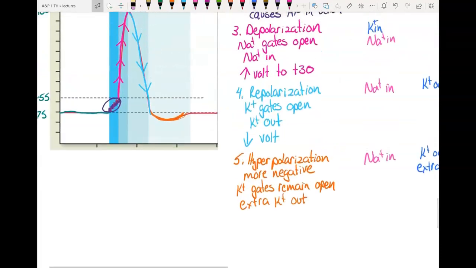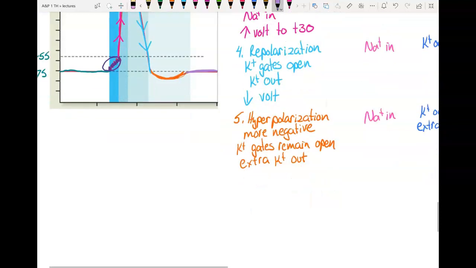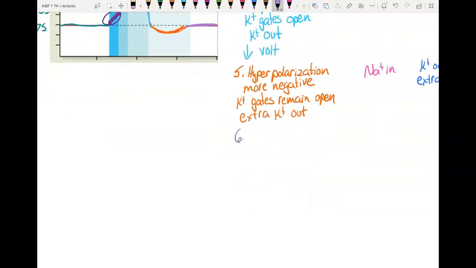Then the last part here, we return to resting membrane potential. Remember the pump and the leak channels? This is where they come in. They put everything back to their starting positions.